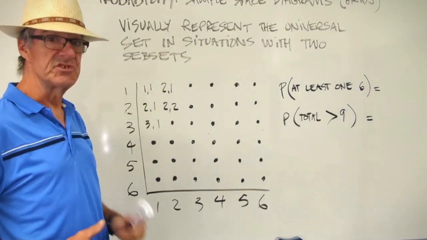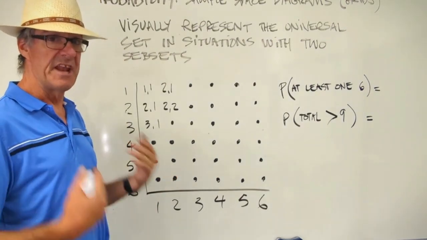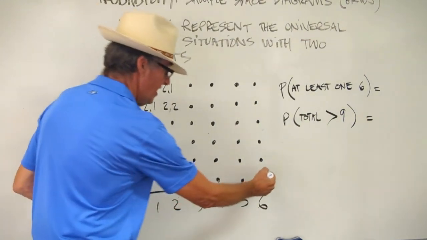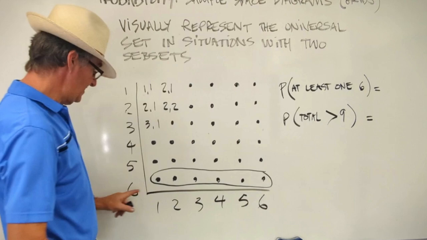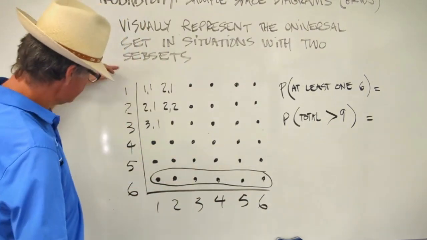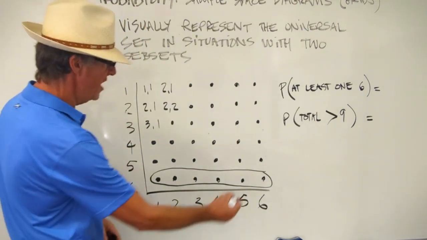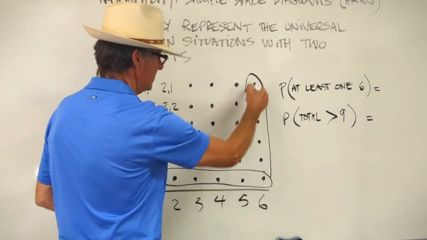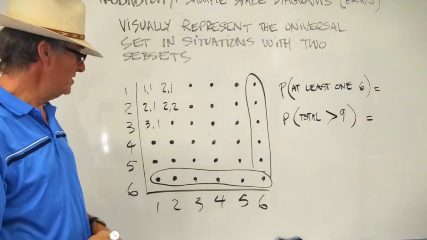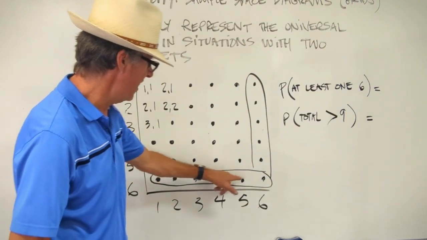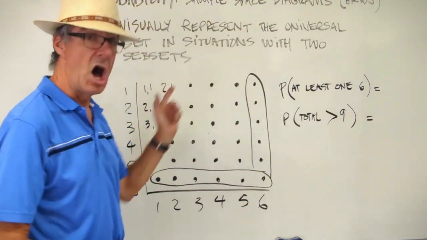What we can do is circle all the outcomes that have at least one 6. And that would be these guys here, right? That's at least one 6, that's rolling a 6 on this die. And then the other ones are these here, okay? So these are all the outcomes that have at least one 6, and we have 1, 2, 3, 4, 5, 6, 7, 8, 9, 10, 11.